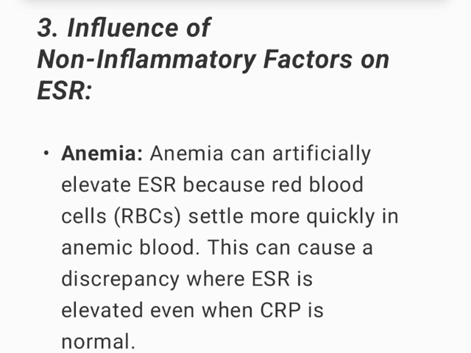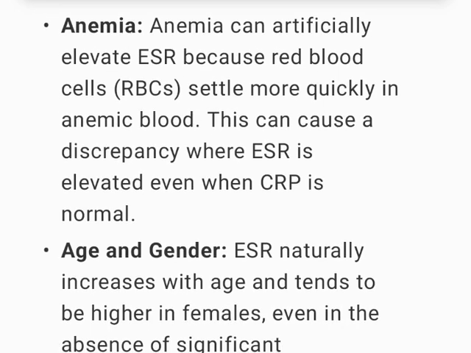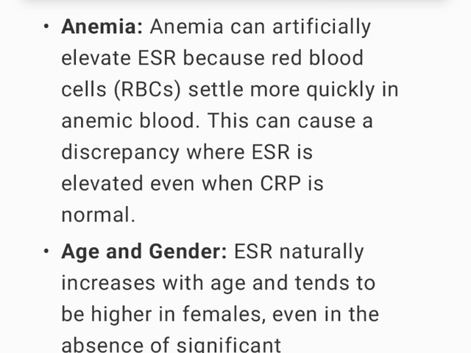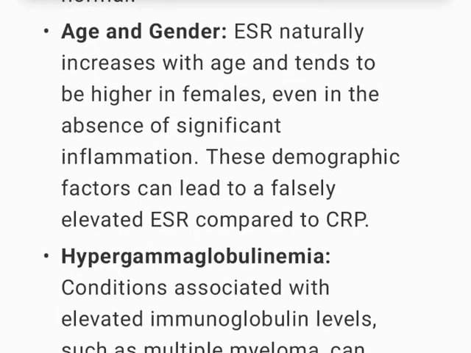Anemia. Anemia can artificially elevate ESR because red blood cells, RBCs, settle more quickly in anemic blood. This can cause a discrepancy where ESR is elevated even when CRP is normal. Age and gender. ESR naturally increases with age and tends to be higher in females, even in the absence of significant inflammation. These demographic factors can lead to a falsely elevated ESR compared to CRP.